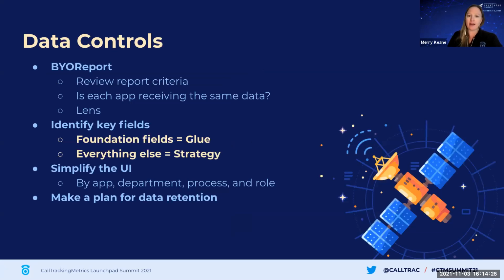So first up, we have data controls. I just mentioned bring your own report. This is when you have the famous "my numbers don't match your numbers" conversation. So how do we overcome this and align our reporting? I think a great place to start is to sit down side by side and review the report criteria. Does it match? Are you building reports from the same objects and pulling data from the same fields? Another consideration is if you're working in different apps, it's important to ensure that the data is syncing between both so that both teams have the same data to work with.